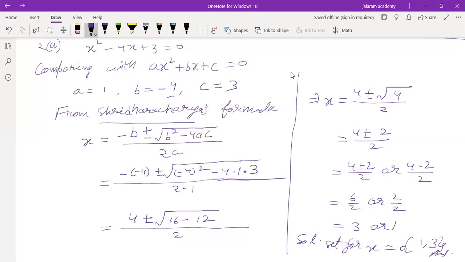Understood everyone? Yes. Have you all understood the formula? Yes, sir. Right now, write this in your notebook. Written? No, sir.